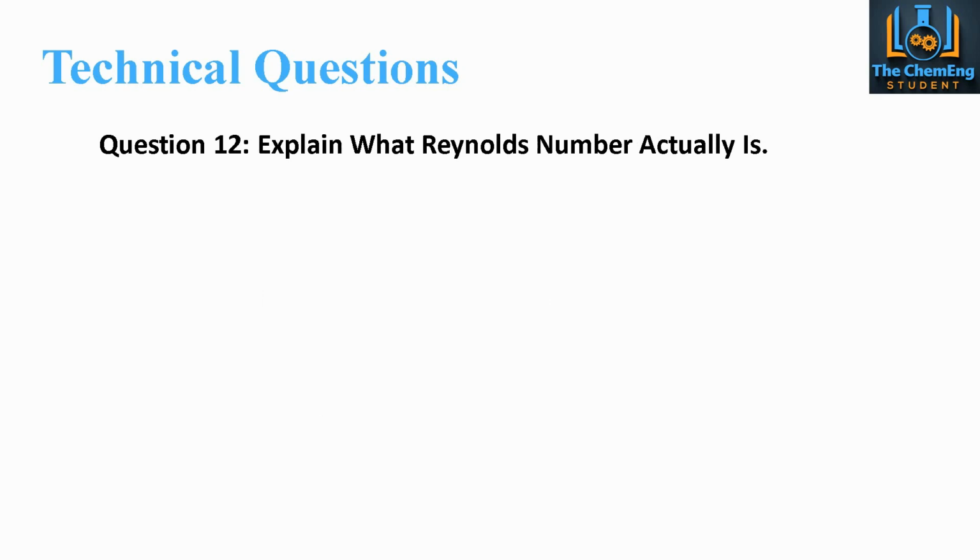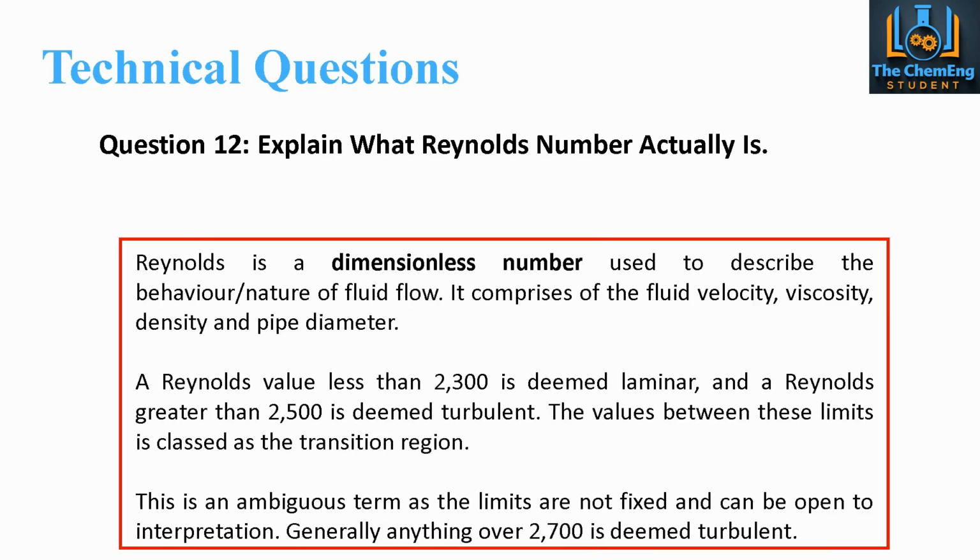Now, question 12 asks us to explain what Reynolds number actually is. Now, any chemical engineering student, any chemical engineering professional should know Reynolds number inside and out. So Reynolds number is a dimensionless number used to describe the behaviour or the nature of fluid flow, and it comprises the fluid velocity, the viscosity, the density, and the pipe diameter.